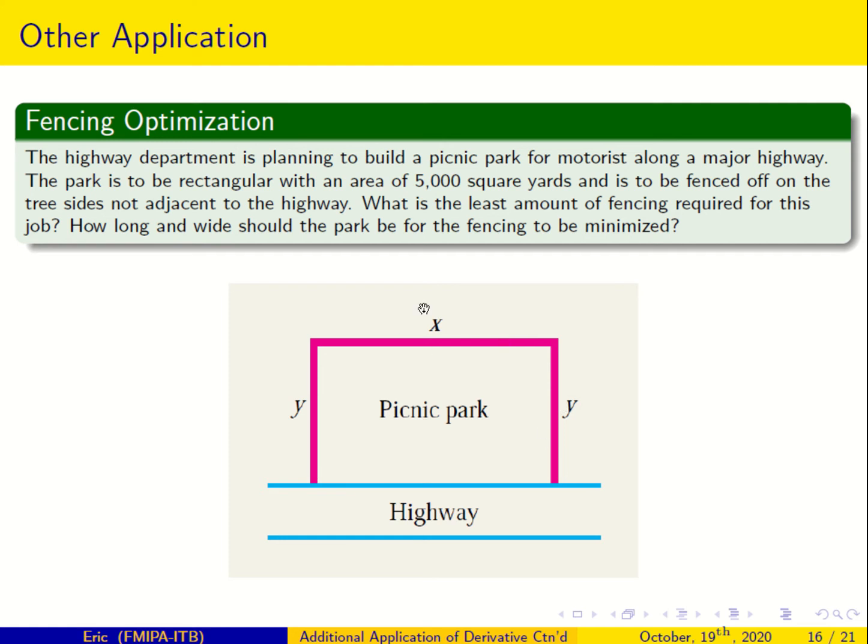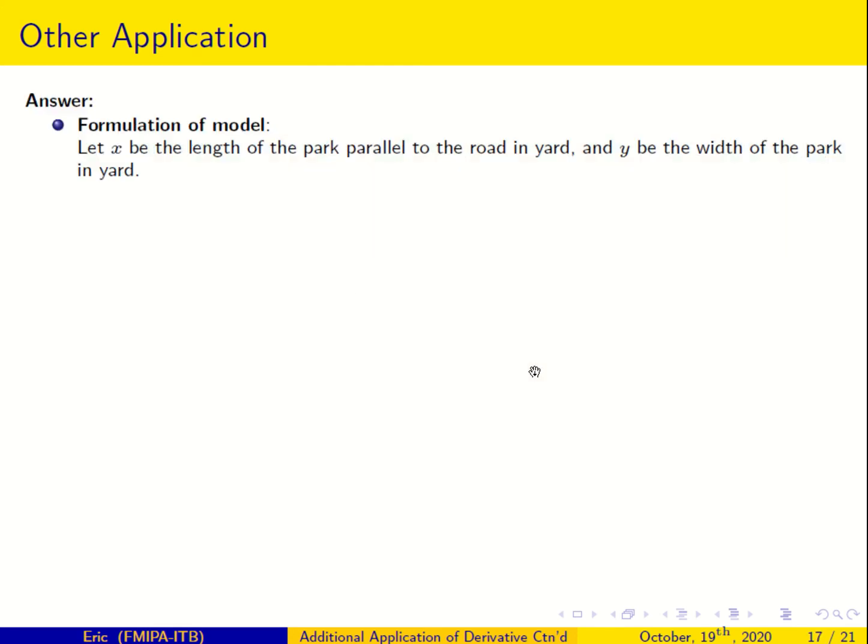Don't forget, we have to define first specifically what is x and what is y. Let x be the length of the park parallel to the road in yards, and y be the width of the park in yards. And then finding the relation, the area is 5,000 square yards. So this is x times y equals 5,000.